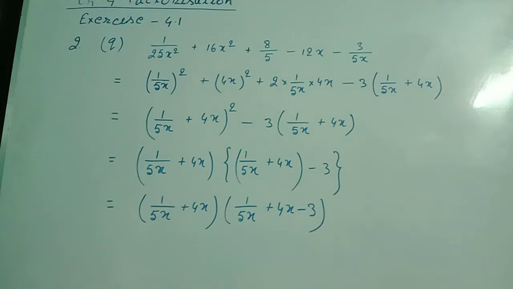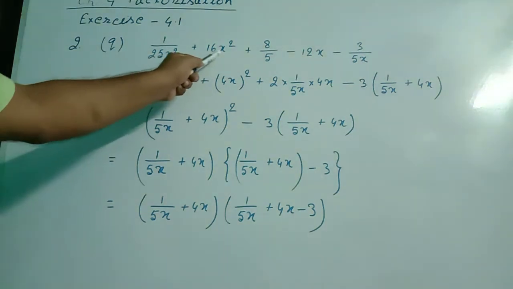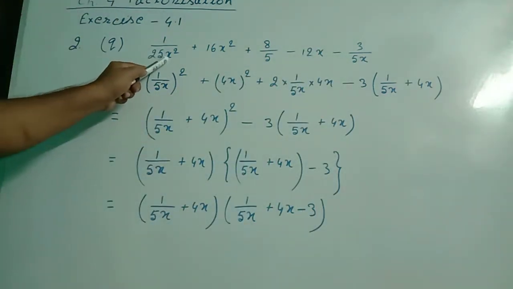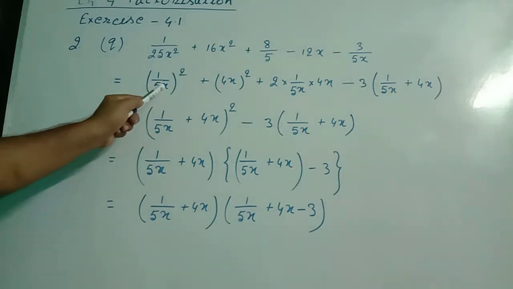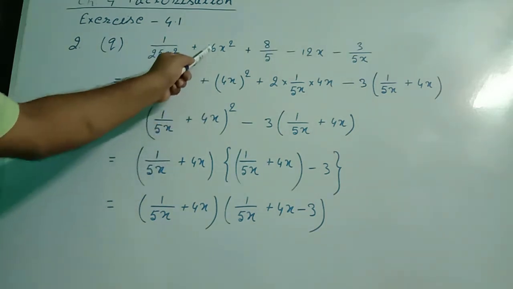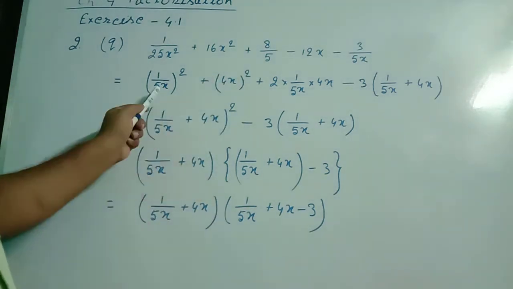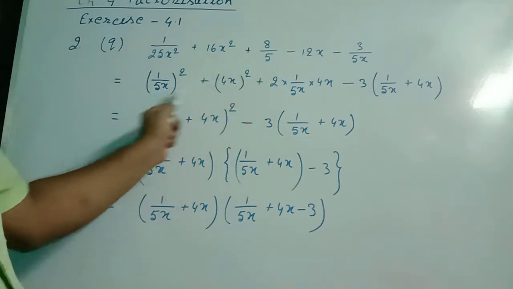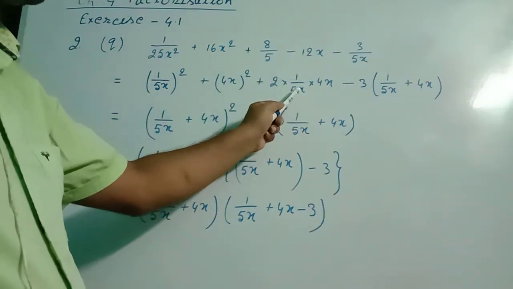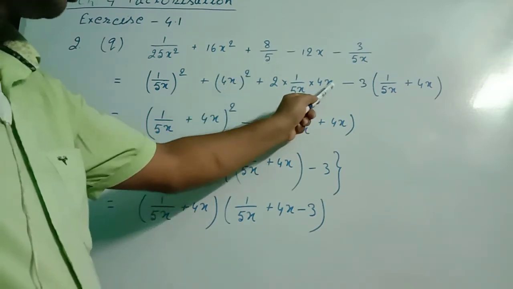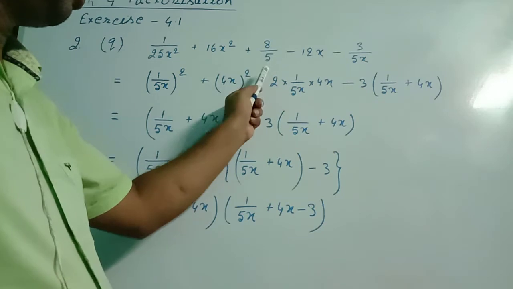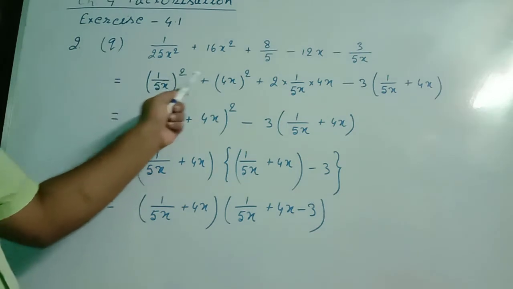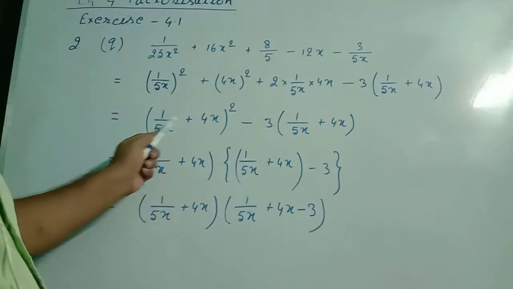In question number 2q, 1 by 25x square plus 16x square plus 8 by 5 minus 12x minus 3 by 5x. We can write 1 by 25x square as 1 by 5x whole square, because 5x into 5x is 25x square. This we can write as 4x whole square. So this is a, this is b. At this place we have written 2ab, 2 into a into b. So if we simplify it, you will get 8 by 5. Let us see, x cancelled, 2 fours are 8 by 5. So we can write this in this form because we are now getting a square plus b square plus 2ab, that is a plus b whole square.